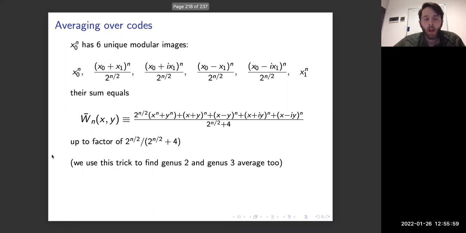Actually, the sum over images trick is very useful, and we were able to use it to find the average genus 2 or genus 3 enumerator polynomials. Or I should say, we guessed the average and then we checked it for n equals 24. So I think it's right.